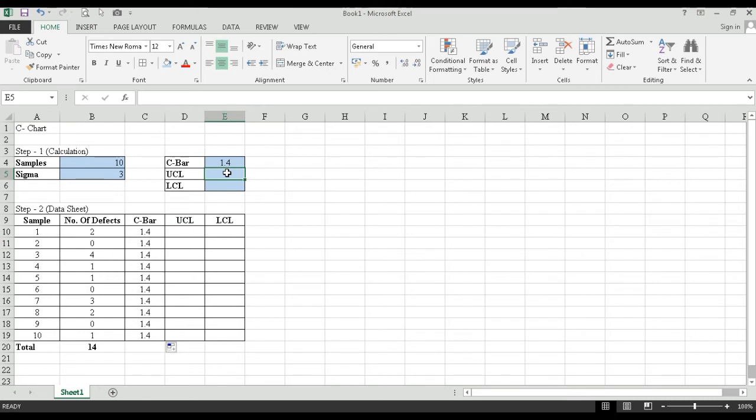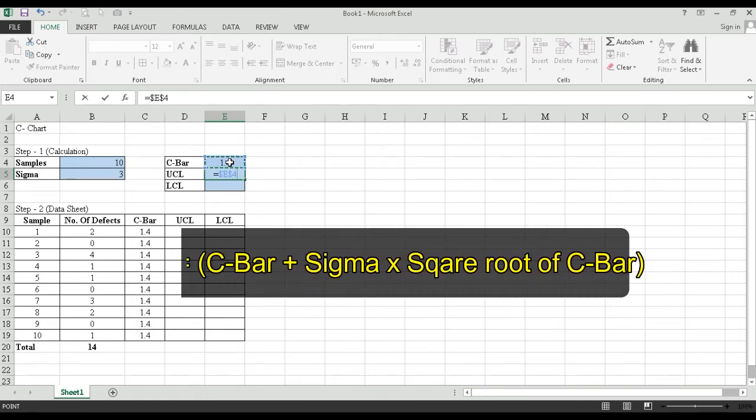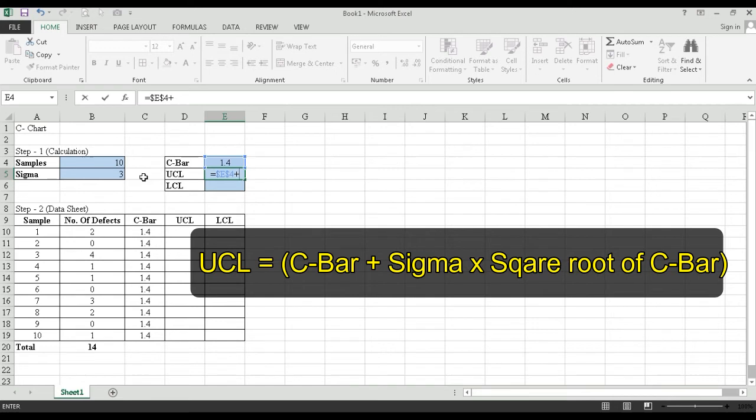Now UCL. To calculate UCL we need C bar and sigma. We already have the sigma value and we already calculated C bar. So the upper control limit is C bar plus sigma times the square root of C bar, which is 4.9.